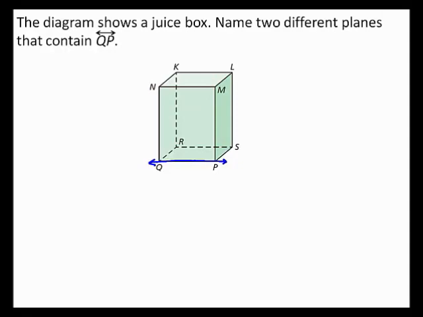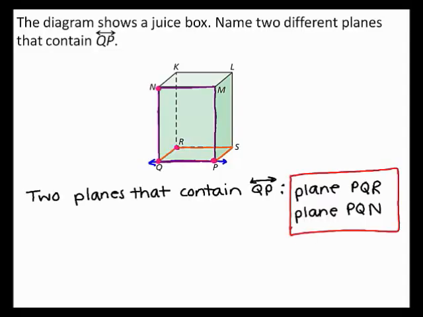For example, the plane that contains points P, Q, and R contains line QP. In addition, the plane that contains points P, Q, and N also contains line QP. Because the first plane does not contain point N, these two planes are different. Therefore, two different planes that contain line QP are plane PQR and plane PQN.